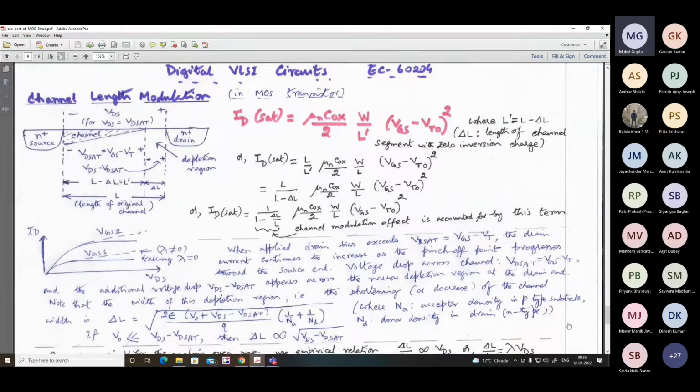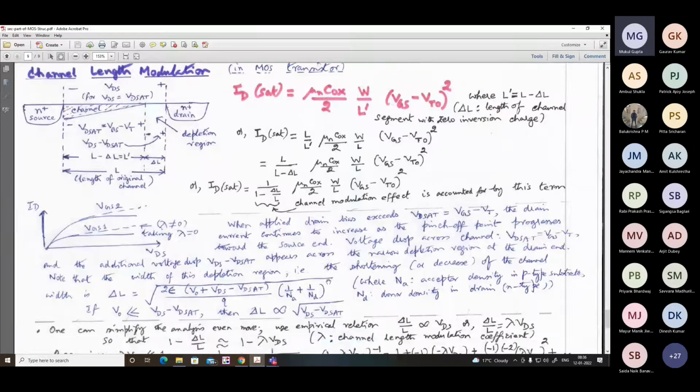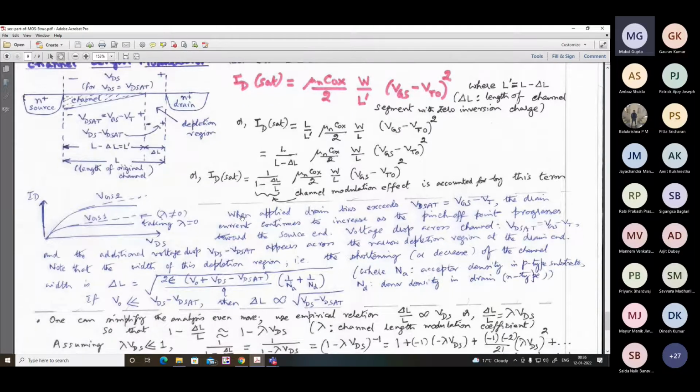Okay, and let us express it in a bit more detail. That means here we have to consider the channel modulation coefficient lambda. How is it coming? Let us see. I've written it in detail for your understanding. When the applied drain bias exceeds the minimum required VDS sat, then the drain current continues to increase as the pinch-off point progresses towards the source.